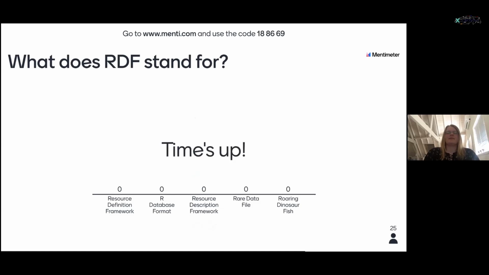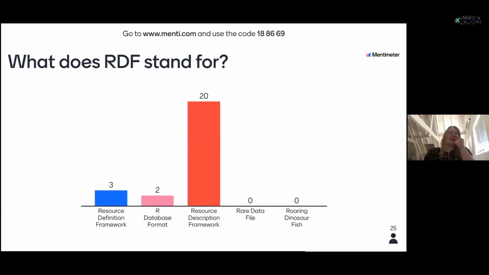All right, let's see what you went for. Nice. 20 people went for Resource Description Framework. That's correct. Of course, we sneakily used wrong terms that are pretty close to the original meaning of that abbreviation.